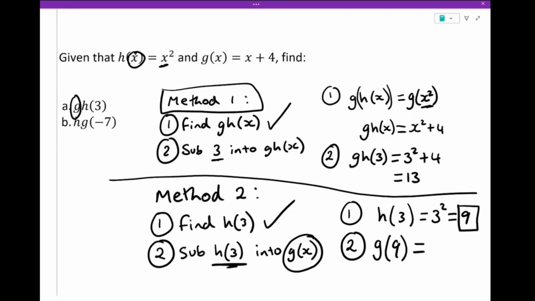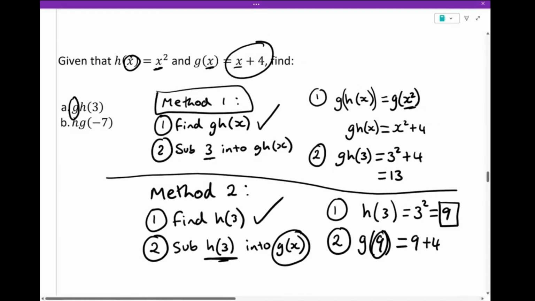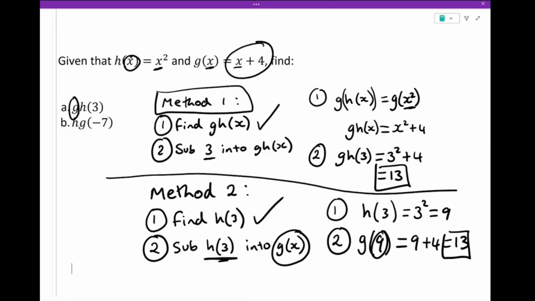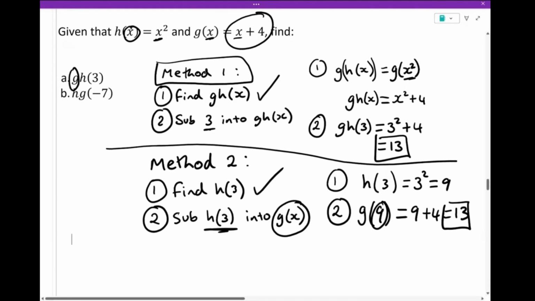And in order to find that, I need to substitute 9 in for x in g of x. So what I'm going to do is, in the x plus 4, I'm going to replace the x with a 9. So I'd have 9 plus the 4. And of course, that comes out as 13 again. So I get the exact same answer that I had up here. So both methods work. It's up to you which one you want to do. However, I'm going to go through the second method again, okay, for a different calculation.